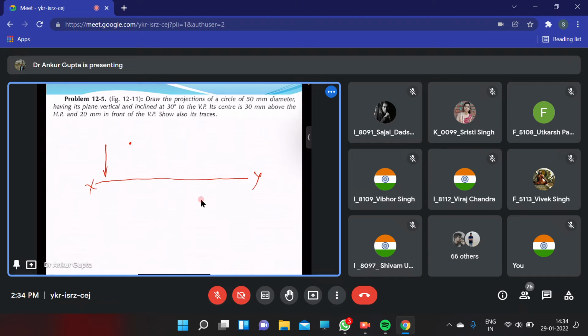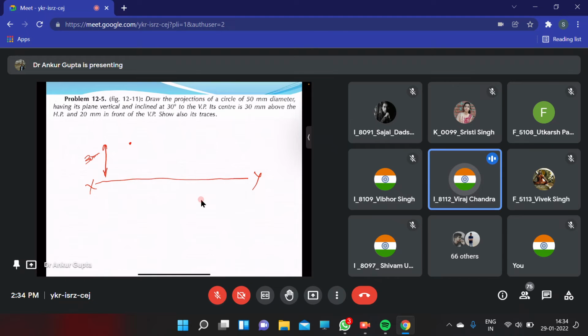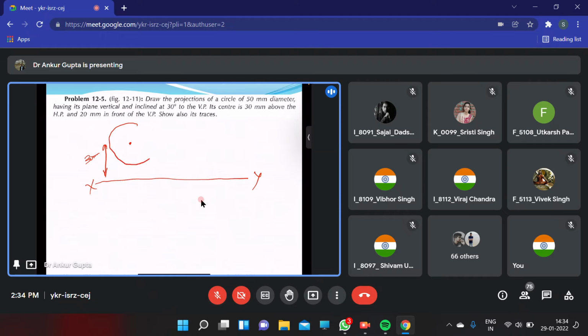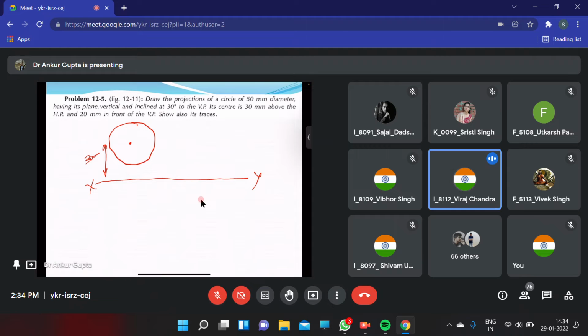तो हम यहाँ पे center mark करेंगे circle का. That will be 30 mm above. Isn't it? Okay. Now what is the dimension of the circle? The diameter is 50 mm, so 25 mm is the radius. So we will draw a circle something like this.